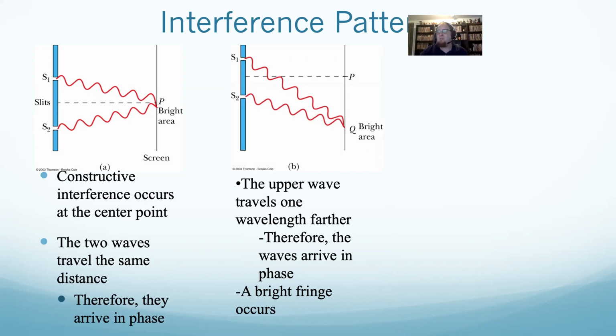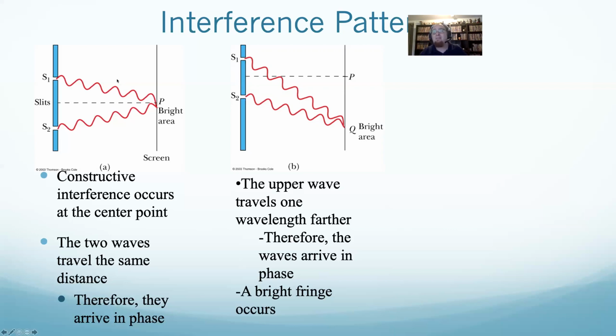This spot I'm looking at here, which is called Q for no apparent reason, is another bright spot. The difference in path from slit 1 and slit 2 is a multiple of the wavelength. If you just count the peaks, that's how I would do this. Here I have 1, 2, 3, 4, 5, 6 peaks. And here I have 1, 2, 3, 4, 5, 6, 7 peaks. Yes, S1 traveled further, but by exactly one wavelength. Because it traveled further by exactly one wavelength, it's still back in phase, and you get constructive interference.